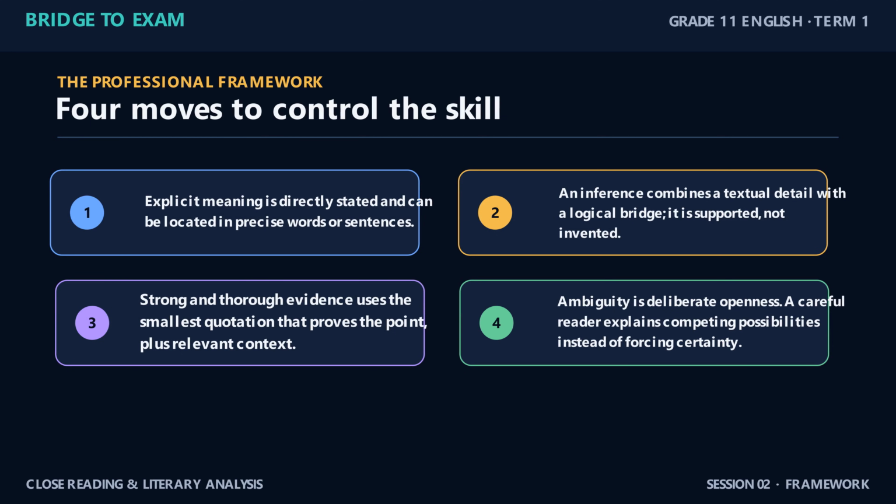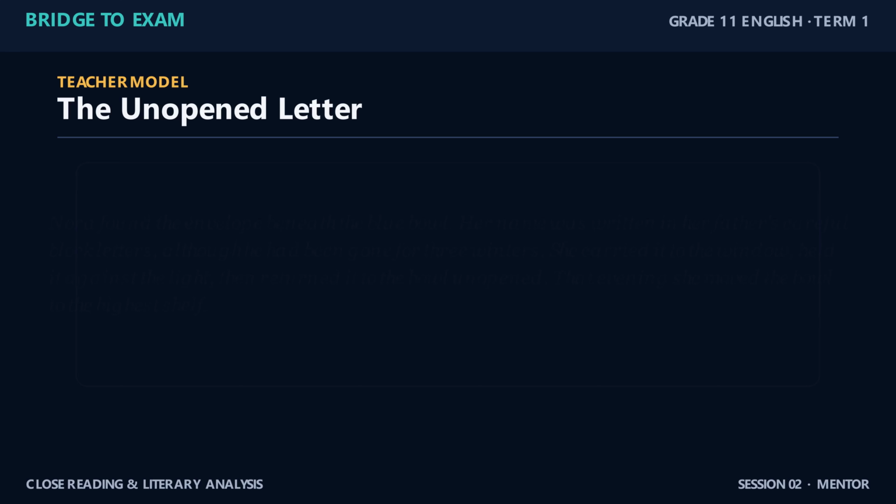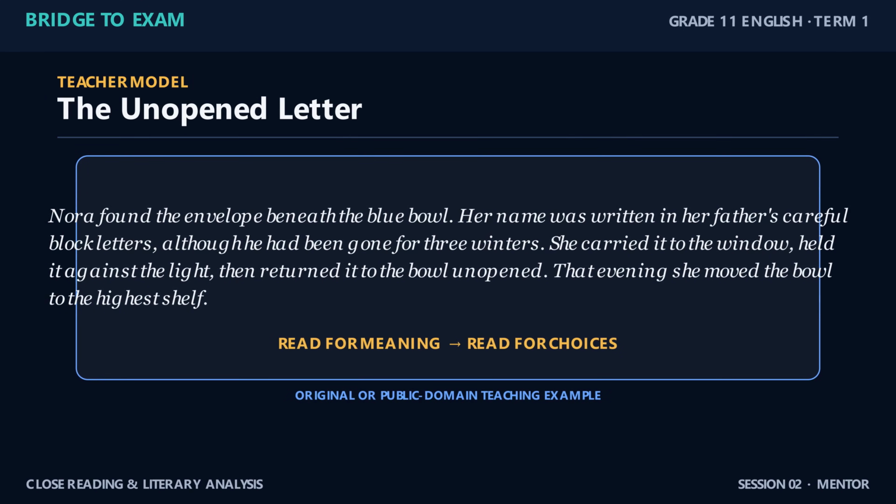Do not memorize these as isolated labels. Treat them as a sequence of decisions. The quality of the final response depends on whether each decision is visible: what you noticed, how you classified it, what relationship you inferred, and how carefully you limited the conclusion. When a question feels difficult, return to the earliest missing decision instead of guessing at the end. Let us model the skill with the unopened letter.